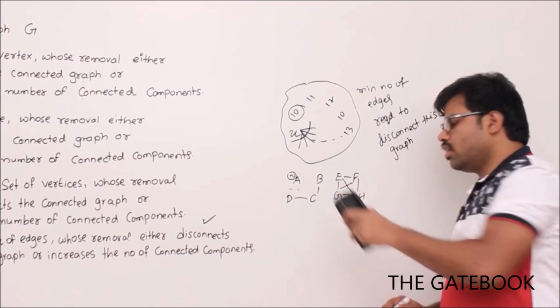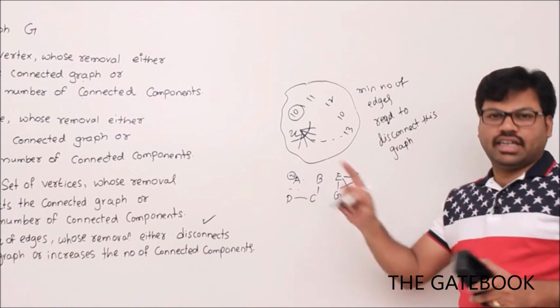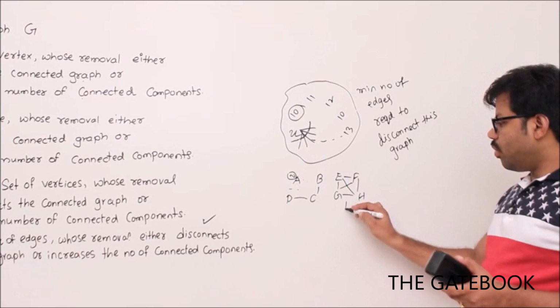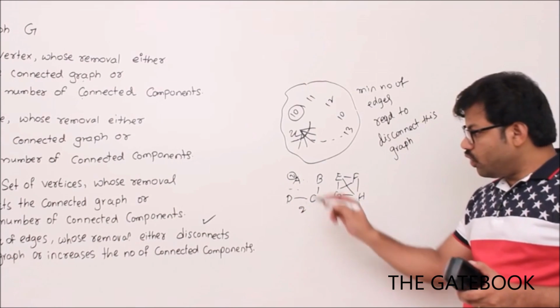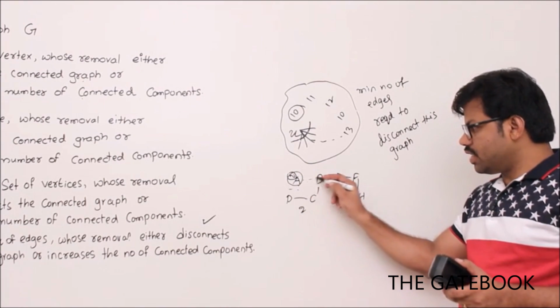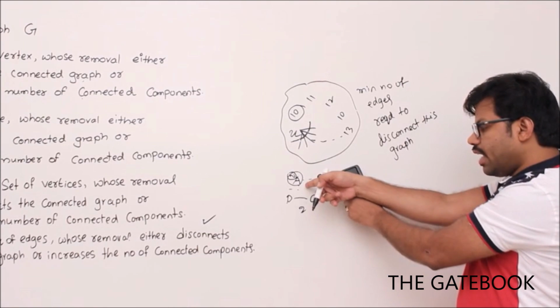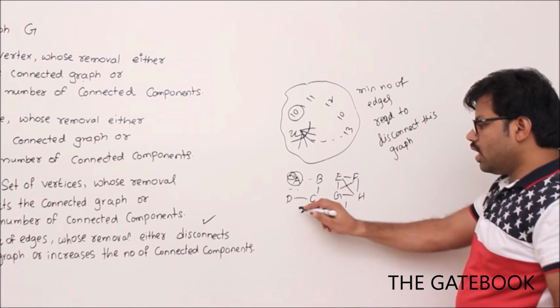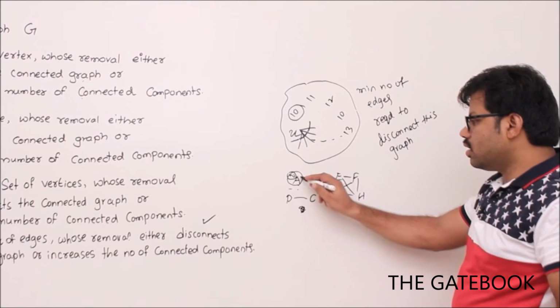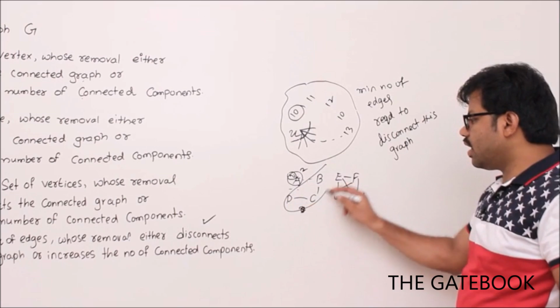Then this component will be disconnected. Initially the number of components was 2. Then if you remove these edges, the edges of this vertex, the number of connected components will become 1 plus this connected component will become 2. Then it will become 1 plus this is 2. This entire thing is 3.